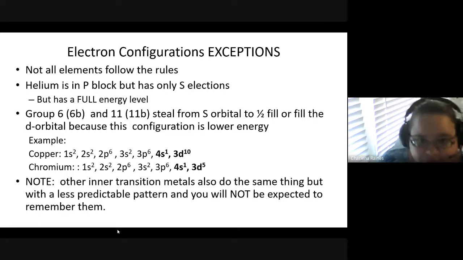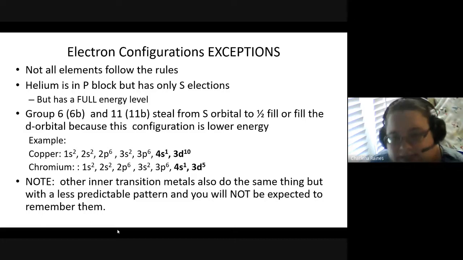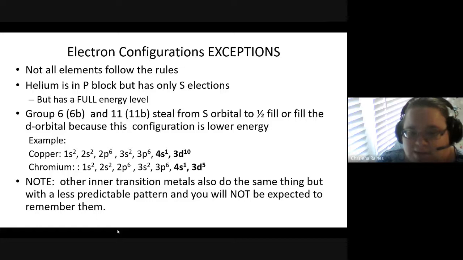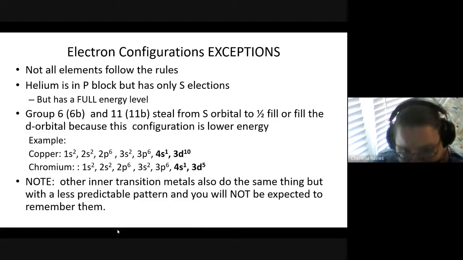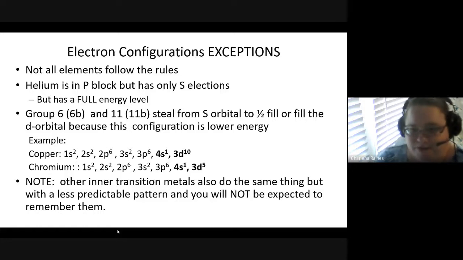So for groups 6 and 11, we don't fill up the s orbital completely. We take one of those electrons to either fill up the d for group 11 or half fill the d for group 6. Now, we see this again with inner transition metals, where they go really wonky. There's not as predictable a pattern, so I'm not going to expect you to remember them. AP and college chem typically don't expect you to remember them. So when you're doing your inner transition metal electron configurations, just follow our rules. Assume they play by the rules. If they don't, it's okay.